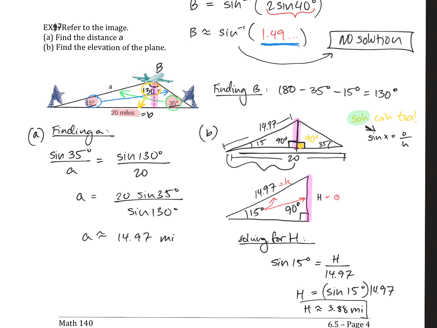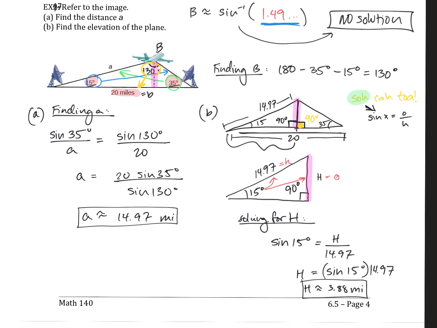Okay, so we were able to combine the law of sines and SOHCAHTOA into one problem. And once again, the main difference between using them is whether or not it's a 90-degree triangle, or a right triangle. Alrighty, that is it for section 6.5.